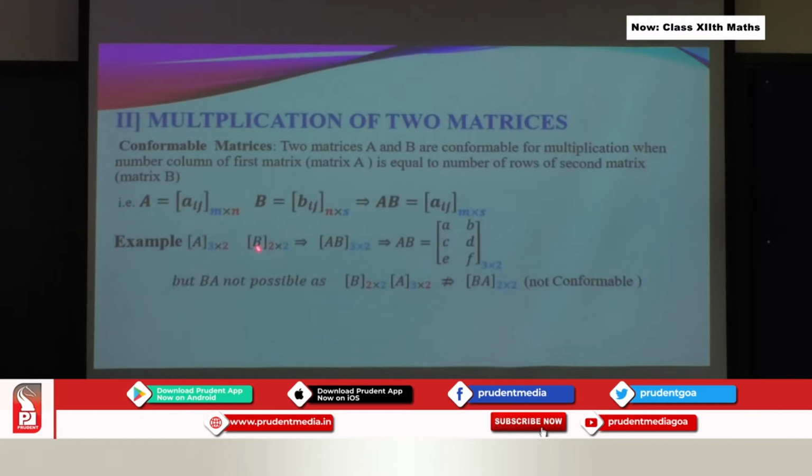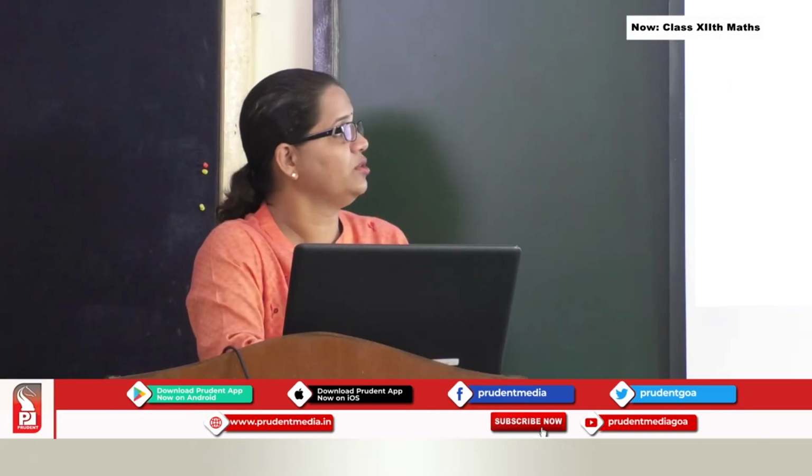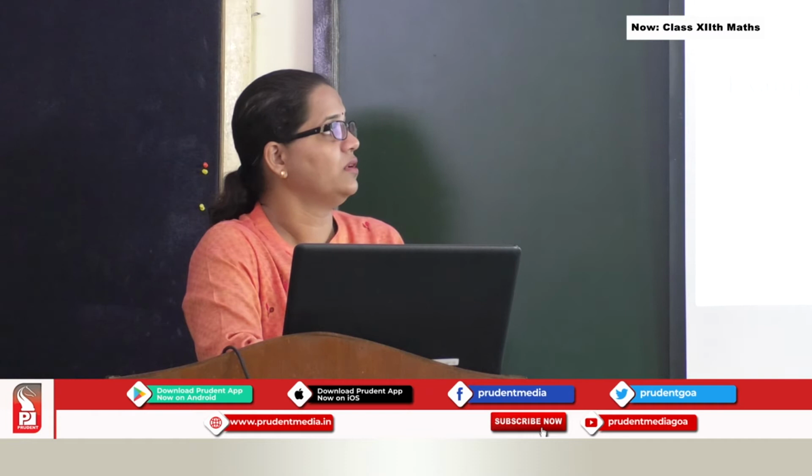Now look at this example. Here I have matrix A of order 3 by 2. I have matrix B of order 2 by 2. Look at this, the number of columns of the first matrix is equal to the number of rows of the second matrix. Yes, 2, 2, equal. Now what is the leftover part? 3 and 2. So the leftover part will become the new order.